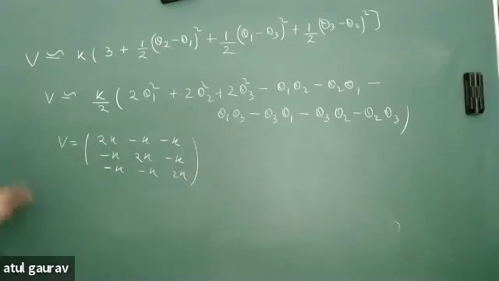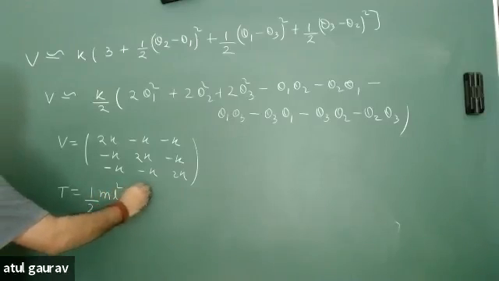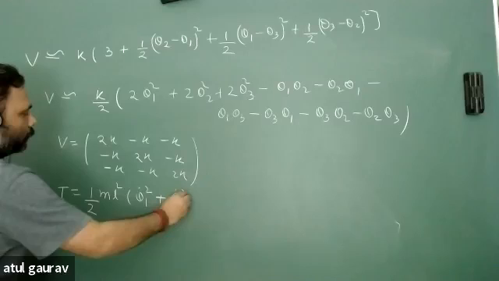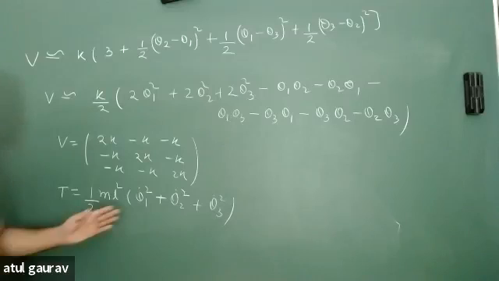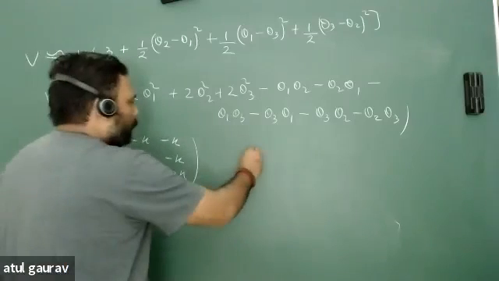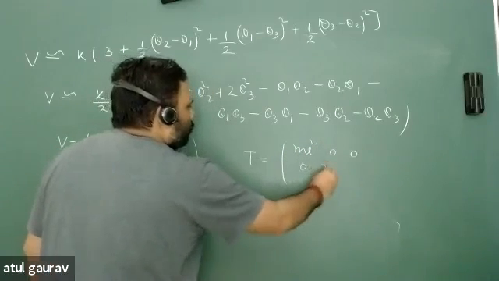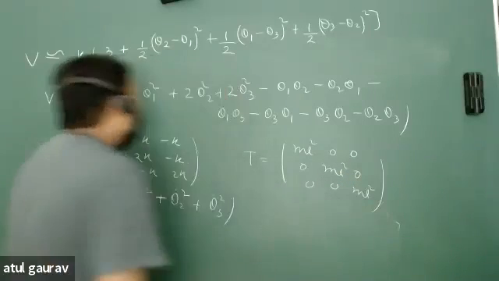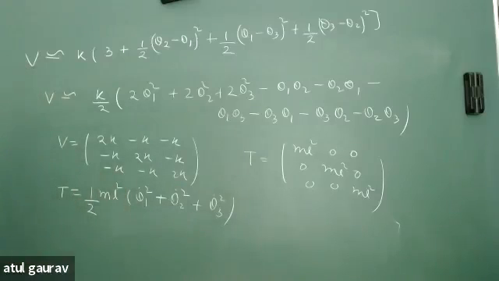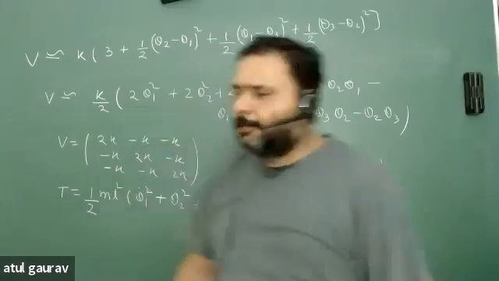Remember all this? And you also have kinetic energy. The kinetic energy is half m L square (theta 1 dot square plus theta 2 dot square plus theta 3 dot square). Here you can see that the kinetic energy matrix is ml square 0 0, 0 ml square 0, 0 0 ml square. So you can find the angular frequency, and instead of m, you now put ml square here. There is no problem.